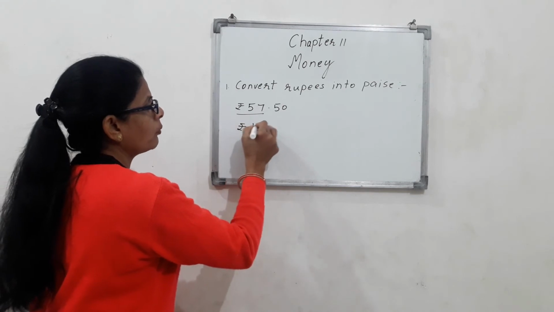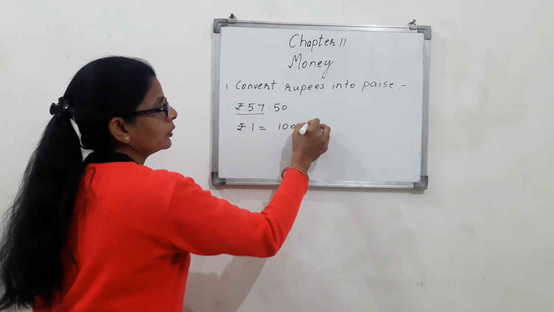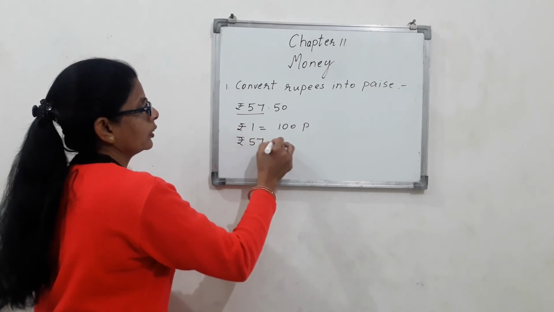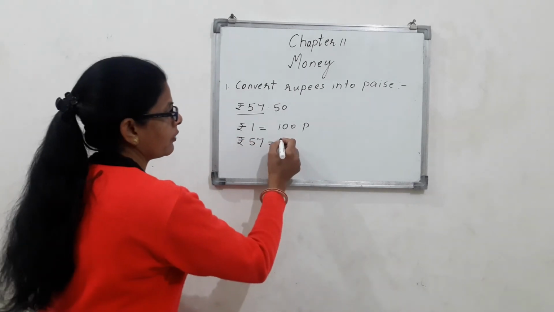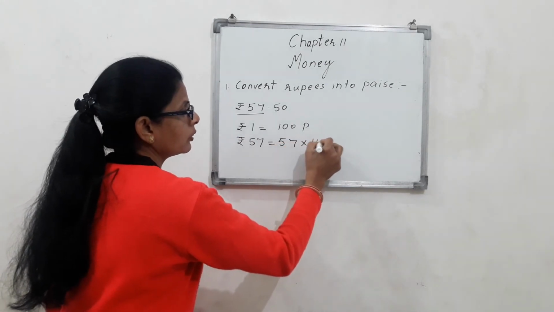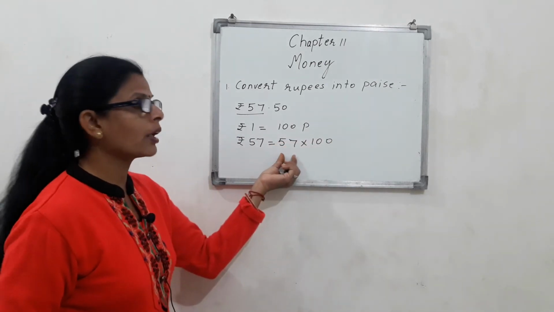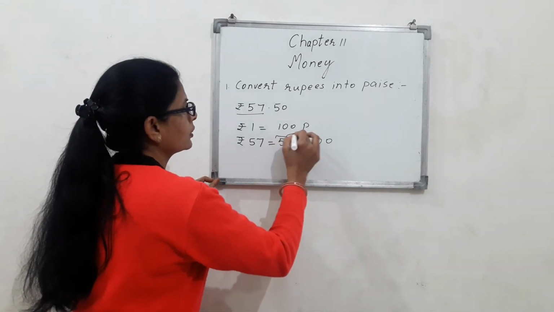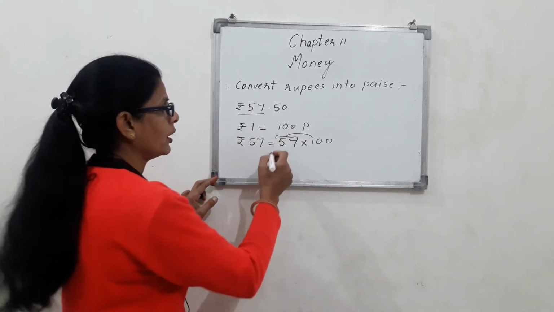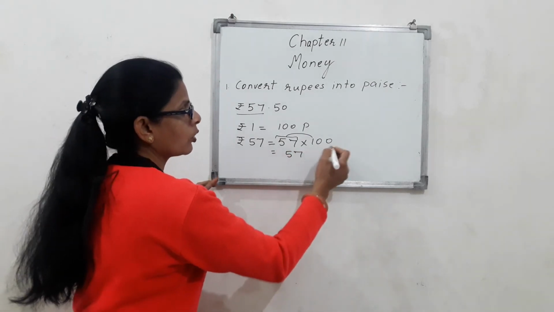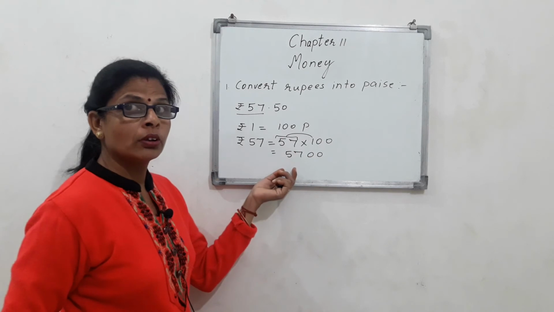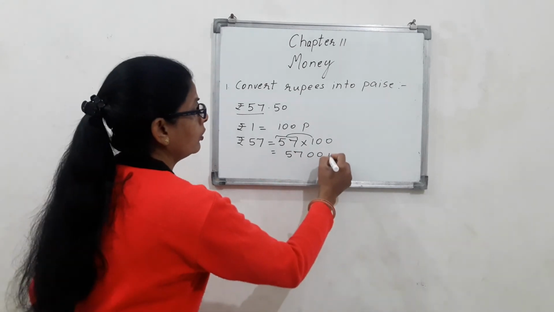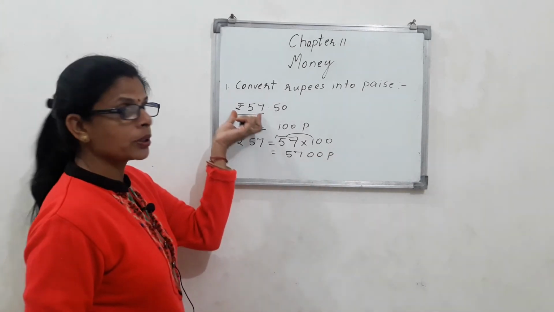1 rupee is equal to how many paisa? 100 paisa, right? So rupees 57 is equal to how many paisa? 57 multiplied by 100, right or not? When we multiply 57 by 100, all of you know we multiply this. 57 ones are 57 and remaining 2 zeros will be copied down. So it becomes 5,700 paisa.